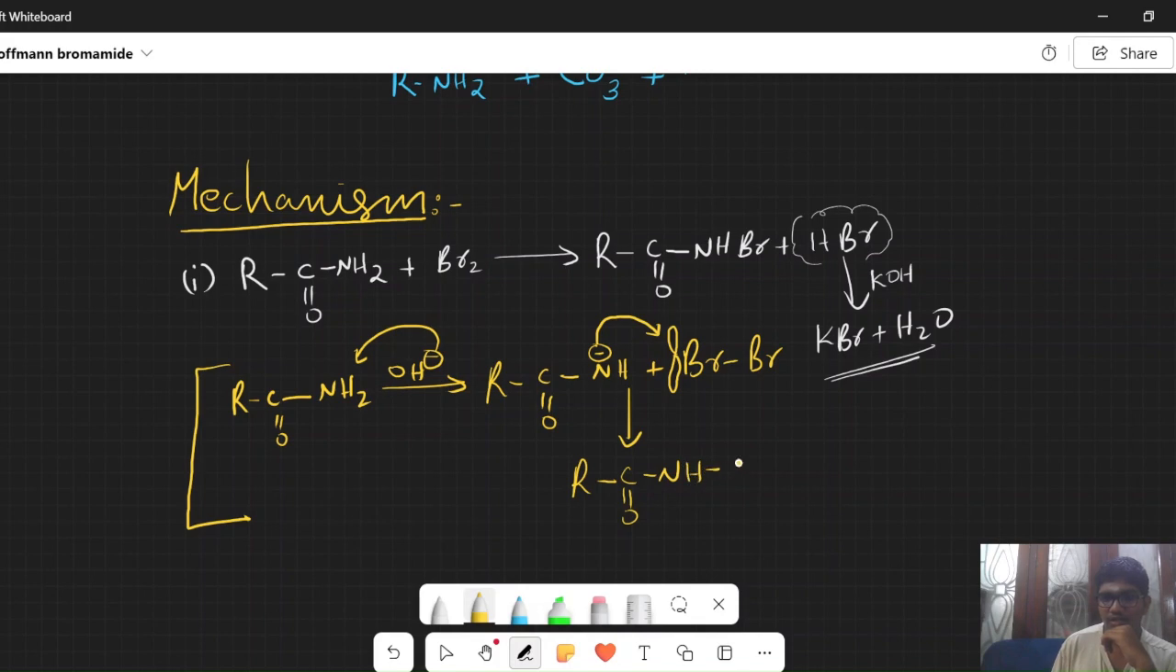NH Br. Okay, so again this bromine is a good leaving group, Br minus. So one minute, we will have, and we get RC double bond O NH single bond Br. So this is the product we got here.